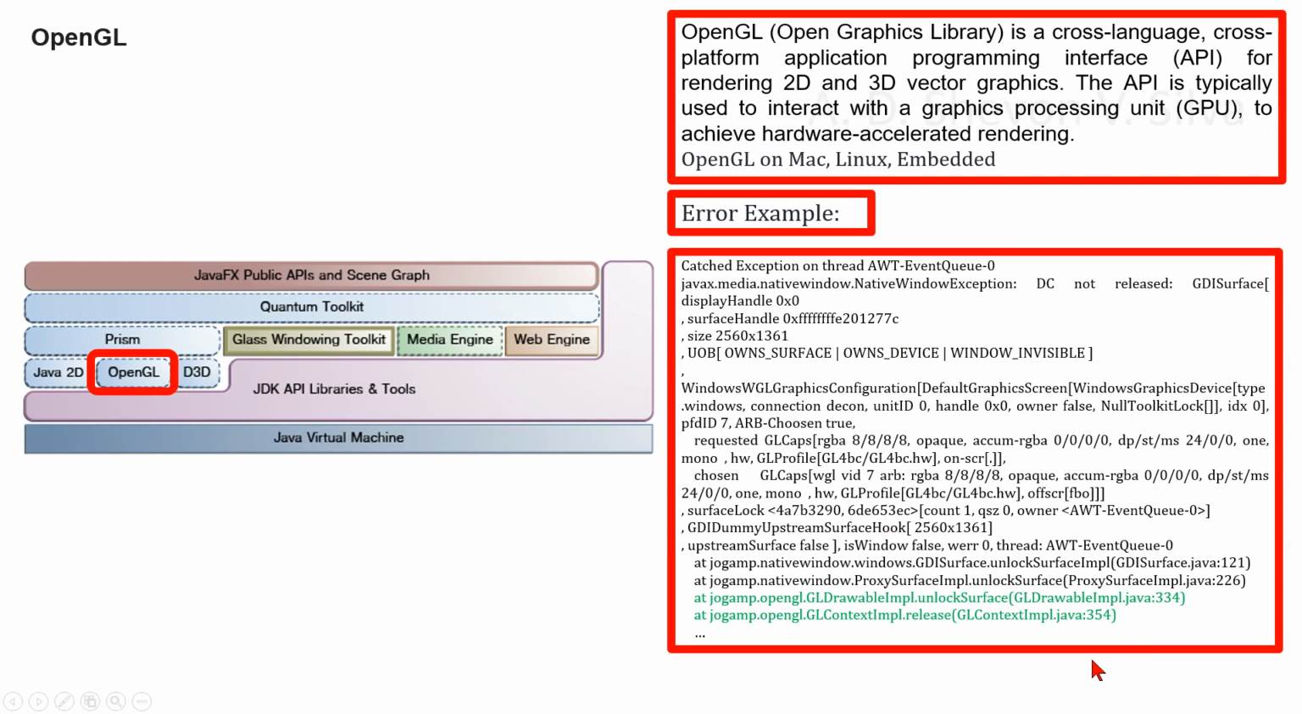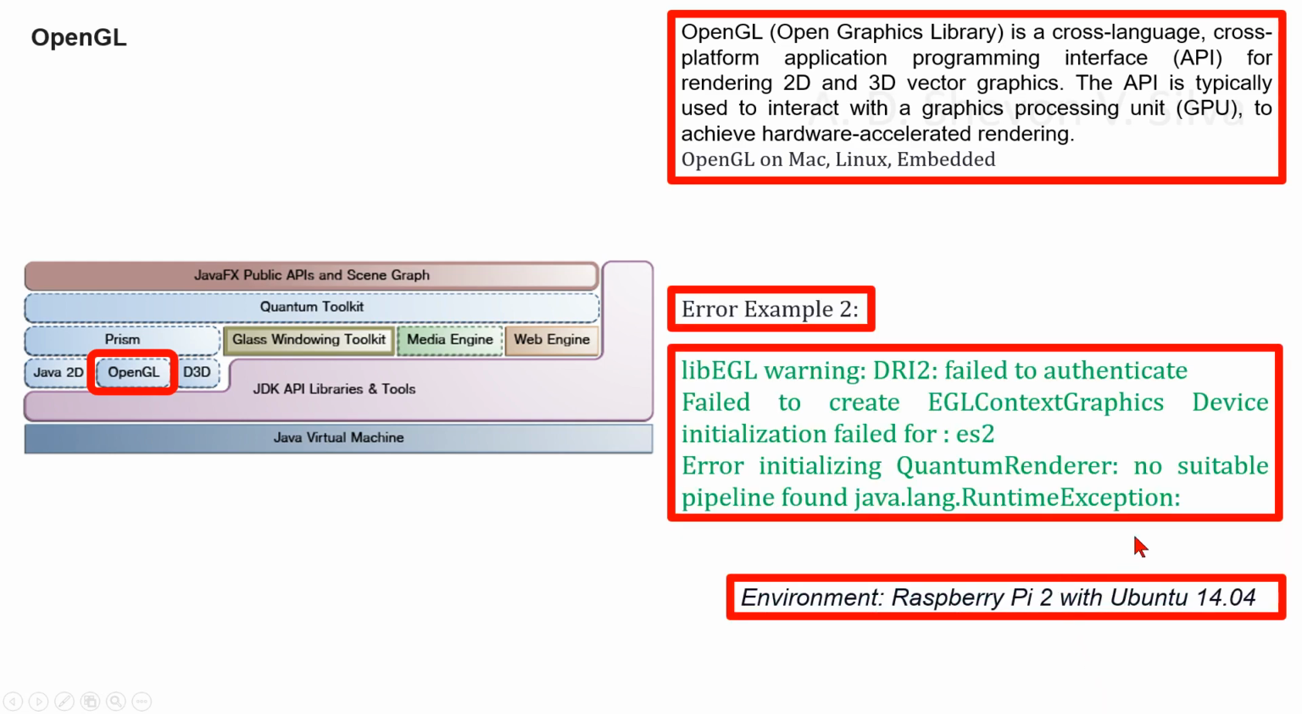As error example 2, we can consider this error that occurred in an environment with Raspberry Pi 2 with Ubuntu 14.04. libEGL warning: DRI2 failed to authenticate, failed to create EGL context graphics device. Initialization failed for ES2. Error initializing quantum renderer. No suitable pipeline found. java.lang.RuntimeException.